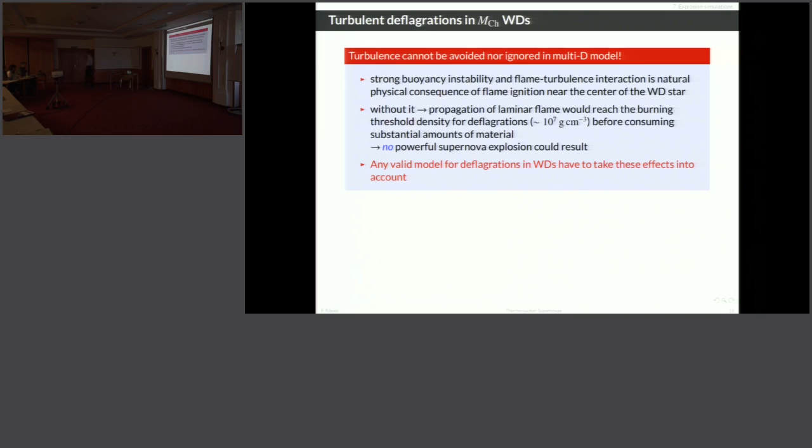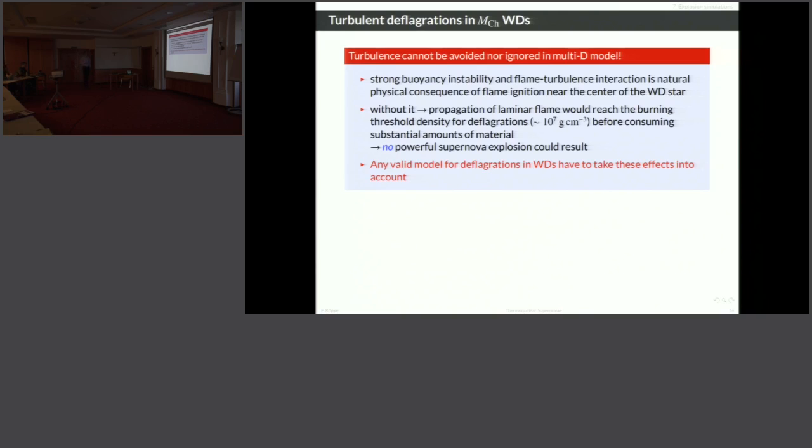Now this is something that I always like to stress, because if I go to conferences and meet people who do 1D simulations, they would say, well, our models fit much better if we actually have a more stratified ejecta composition. So can't you just suppress this turbulence in your models? And the answer, of course, is no, you can't do that, because in a multi-D model, turbulence can neither be avoided nor ignored. It's actually an intrinsic physical effect. So strong buoyancy and flame instabilities will lead to flame turbulence interaction.